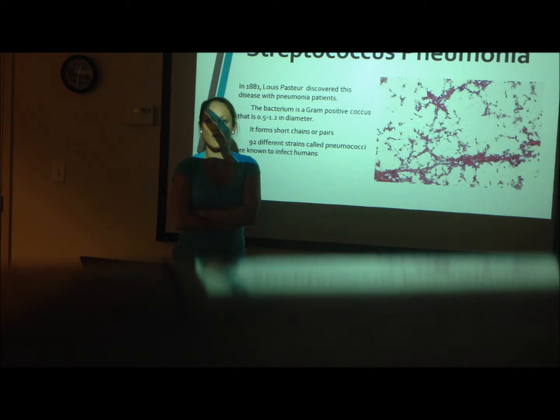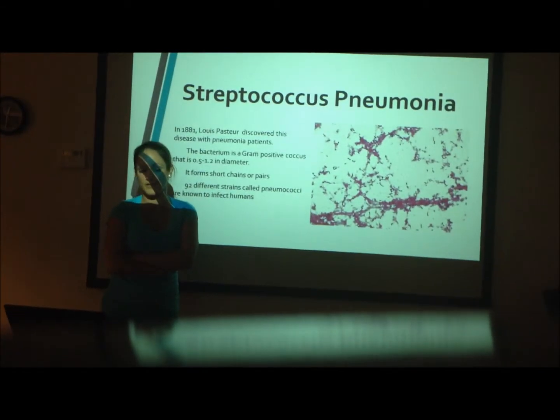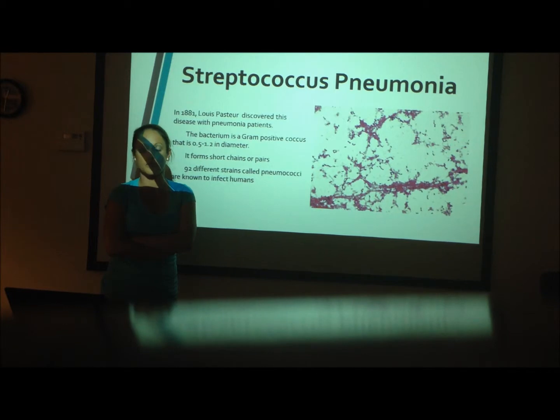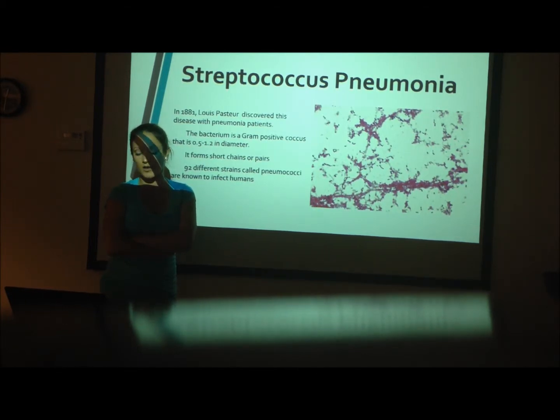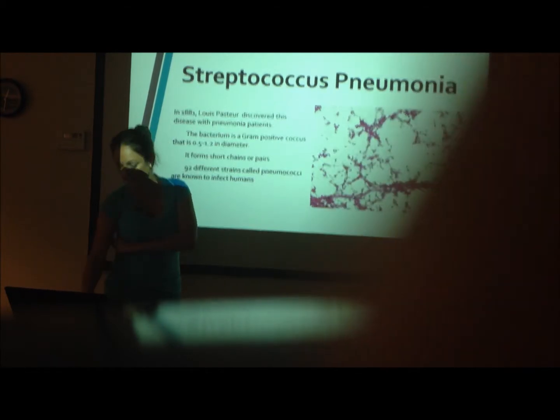In 1881, Louis Pasteur discovered this disease with pneumonia patients. The bacterium is a gram-positive coccus that is 0.5 to 1.2 in diameter. It forms short chains or pairs, and there's actually 92 different strains called pneumococci known to infect humans.